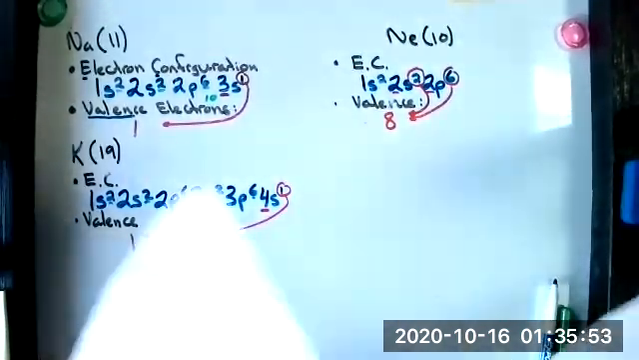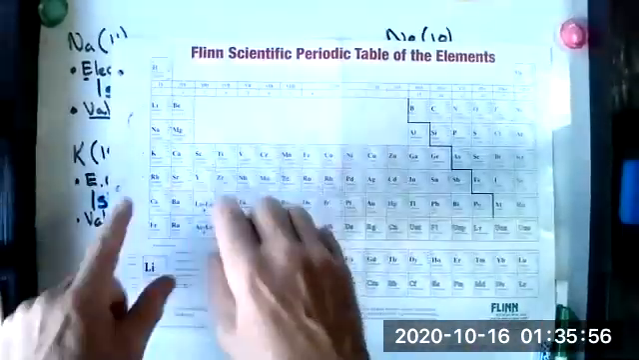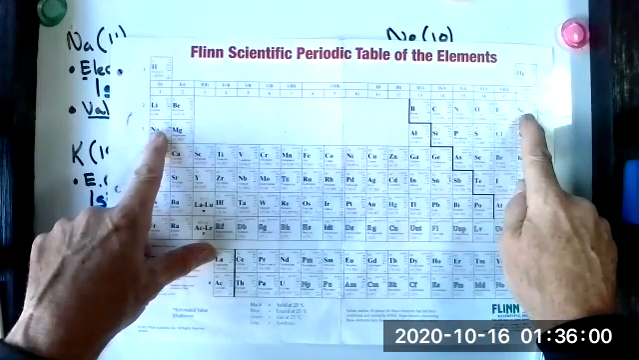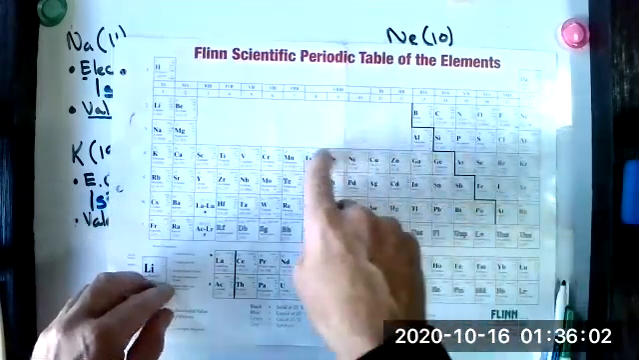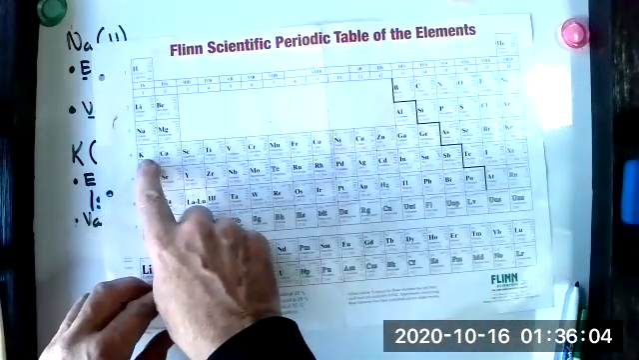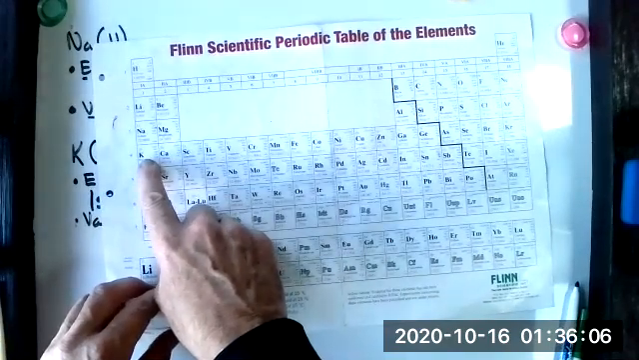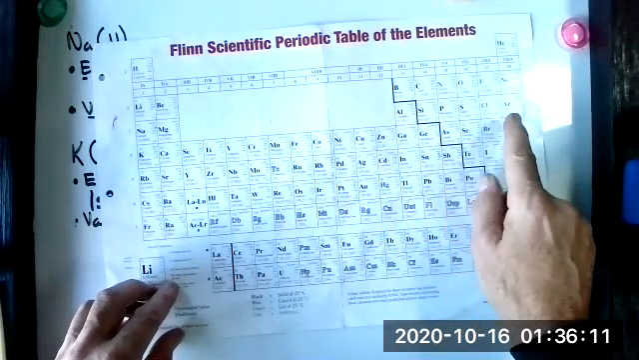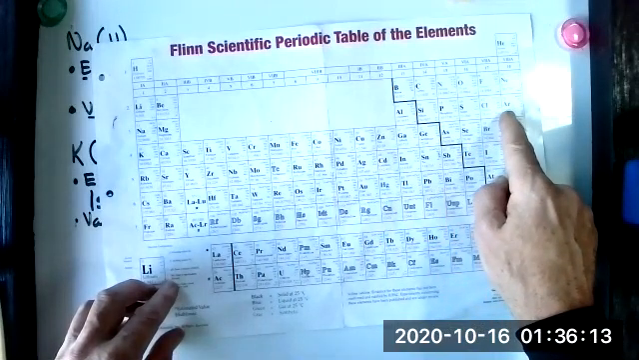Okay, what have we done? We've done Na, and then I jumped way over here and grabbed neon. Then I moved back over here and grabbed potassium. Guess where I'm going to go now? I'm going to go way back over here to the far right, and I'm going to grab argon.